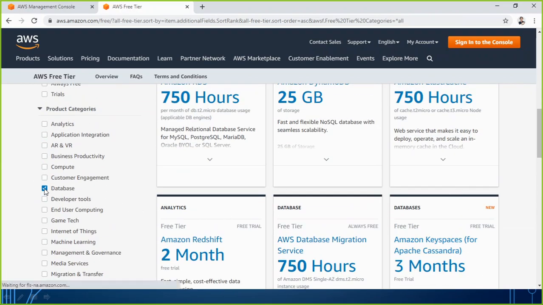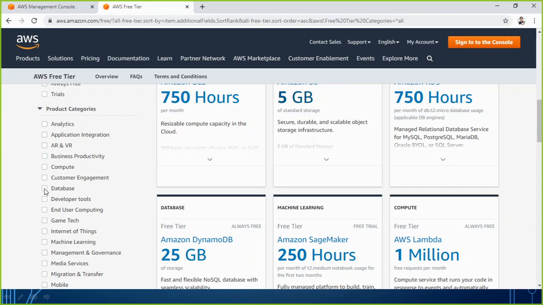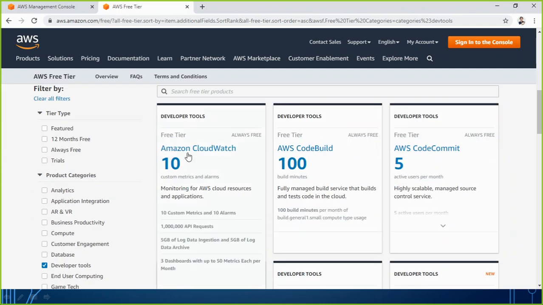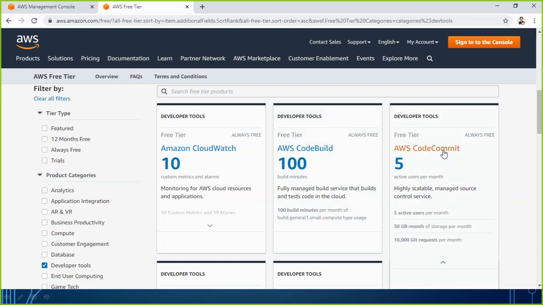If I talk about a developer, they want some developer tools, so they can go for the developer tools option. You see here, they will get Amazon CloudWatch, with 10 custom metrics and alarms. AWS CodeBuild, they get 100 build minutes. AWS CodeCommit, 5 active users per month.